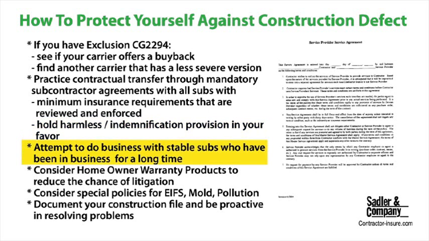Third, attempt to do business only with subs that have been in business for a number of years and have an excellent reputation for quality workmanship and standing behind their work. These subs are more likely to be in business over the long term, which makes it more likely that they'll continue to carry a general liability policy that will be in force for years into the future.